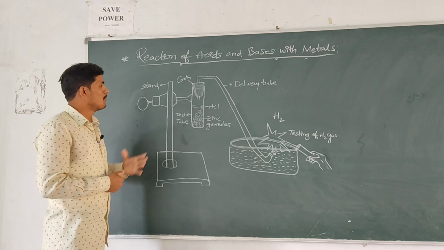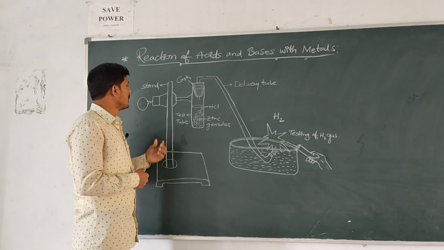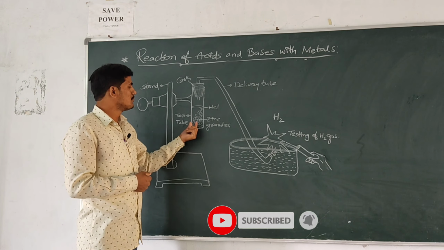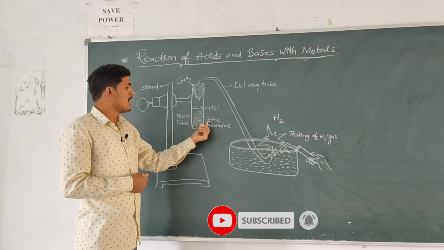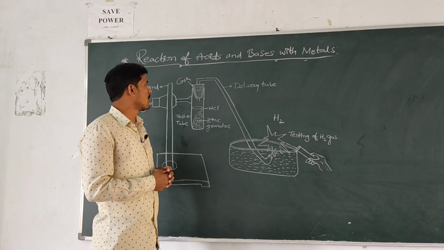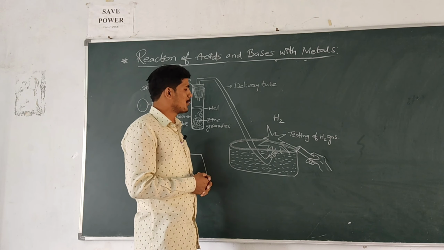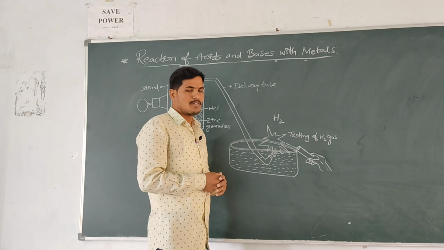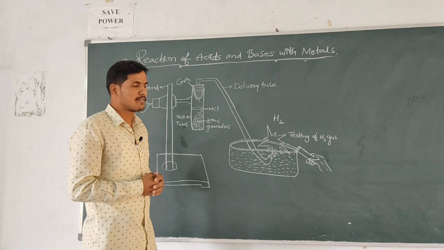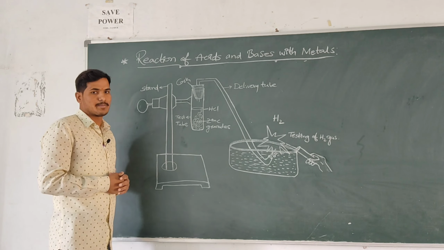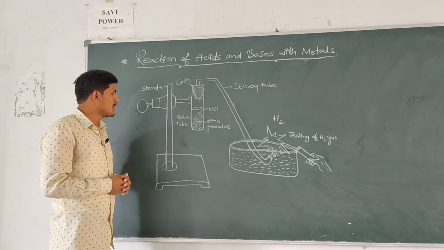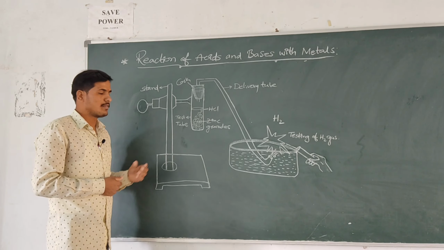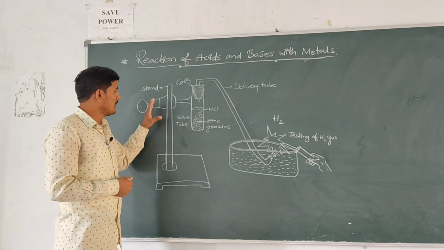Here, the materials required for the experiment: first take a stand and a test tube, HCl, that is hydrochloric acid, zinc granules and a rubber cork, a long delivery tube, a soap water tray, and a candle or matchstick. These are the materials required to observe this experiment. Take them and arrange them in this order, as you see in the diagram.